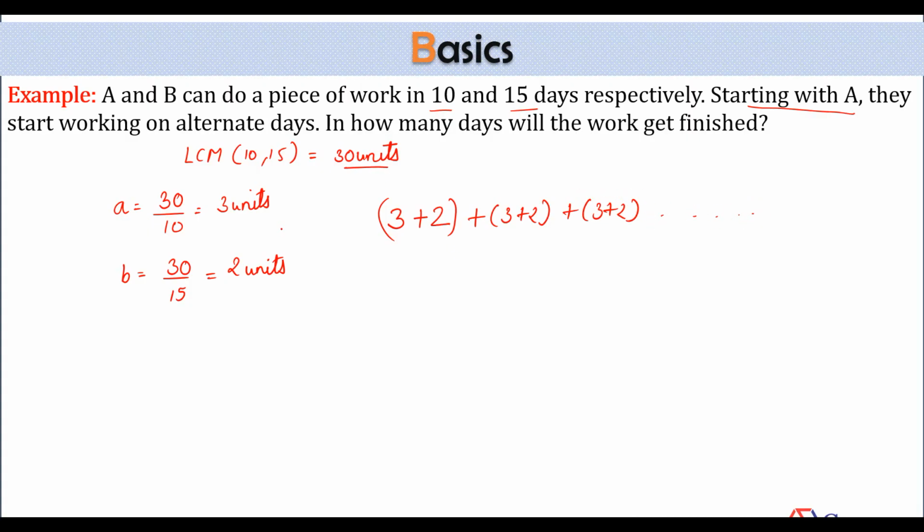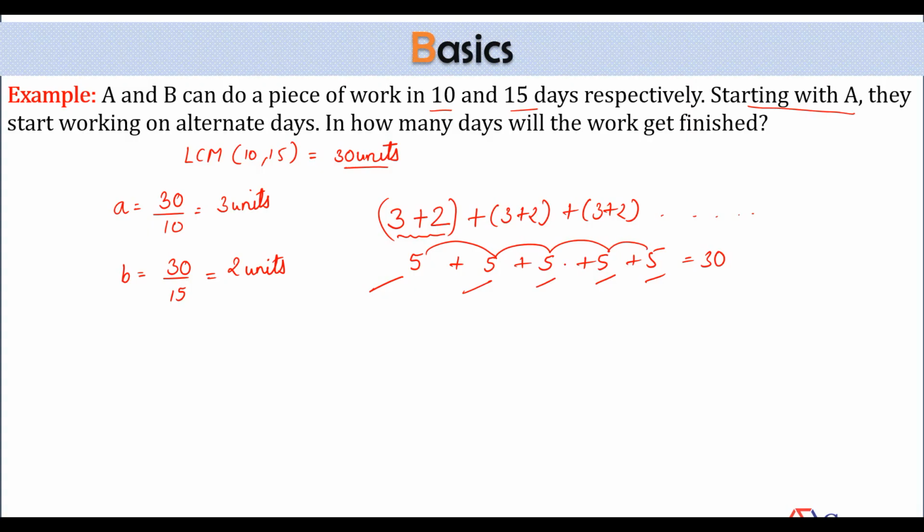What's the total work here? 30. This 3 plus 2 will give you 5. So how many times should I add this 5 so that the sum becomes 30? 1, 2, 3, 4, 5. So this 2 days' work is just one cycle for me. That means in one cycle, both of them will be working for 1 day each. So how many cycles do I need to add? 1, 2, 3, 4, and 5.